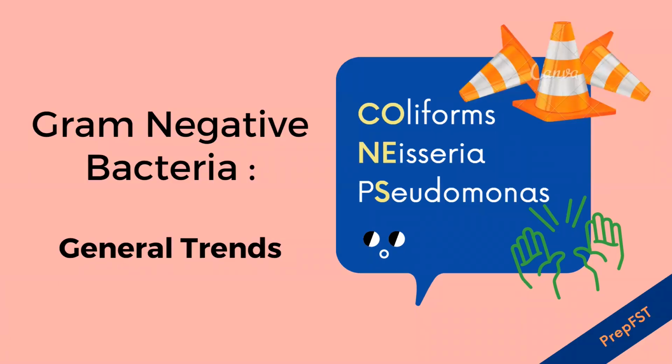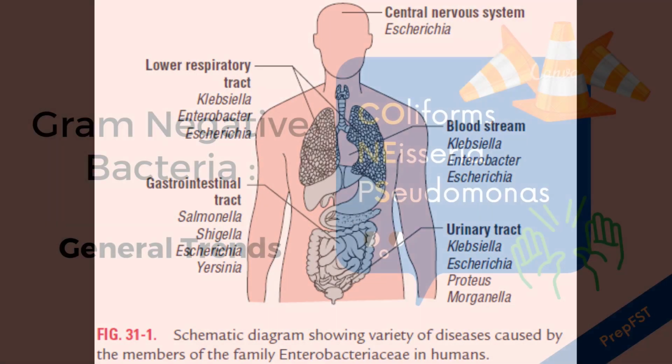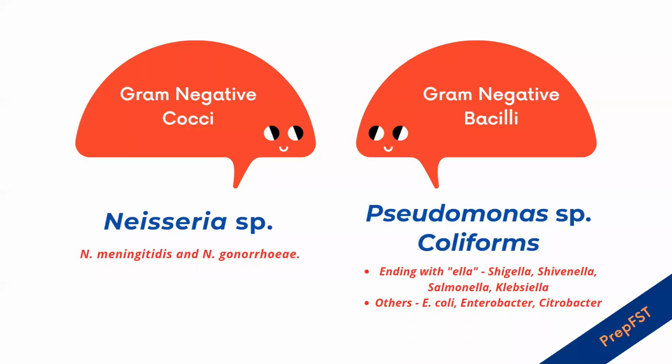Coming to the gram-negative bacteria. Here you have to remember the mnemonic CONES. CO for coliforms, which are predominantly found in the digestive tract and feces of animals, and the group that ferments lactose with the production of acid and gas. NE stands for species of Neisseria that colonizes mucosal surfaces of animals. And finally, S that comes in Pseudomonas, another group of psychrotropic bacteria.